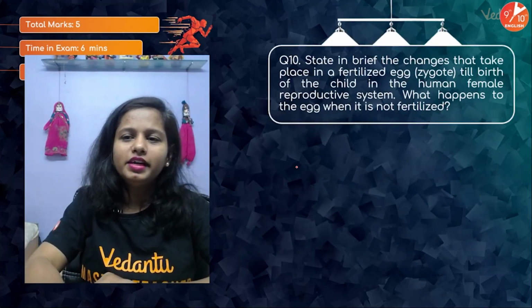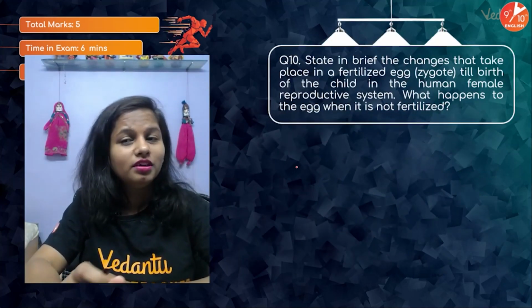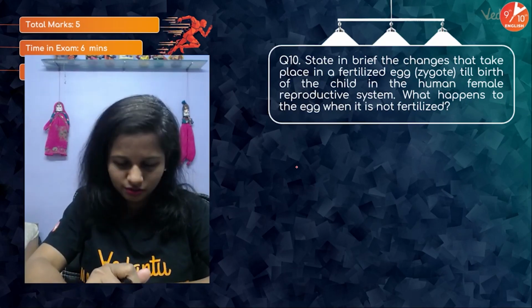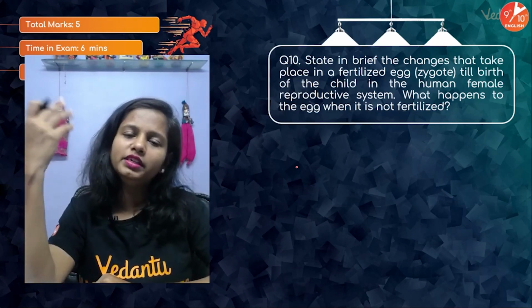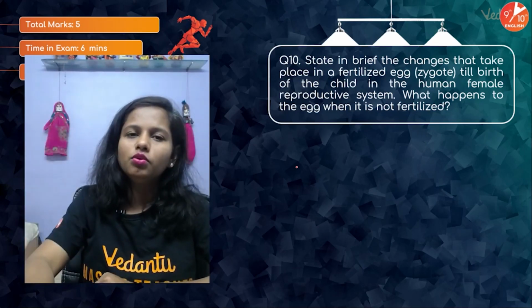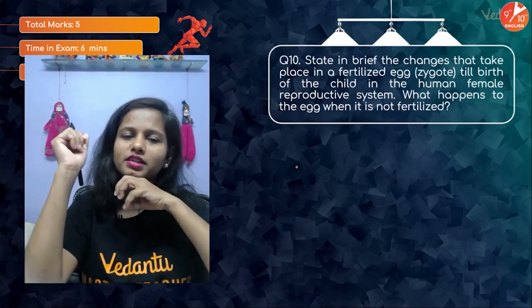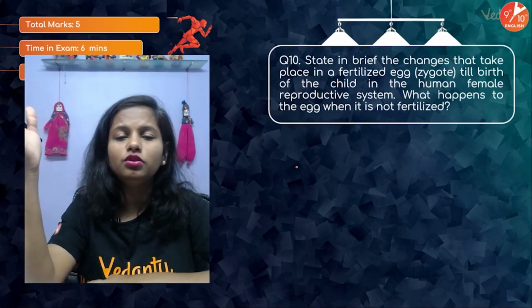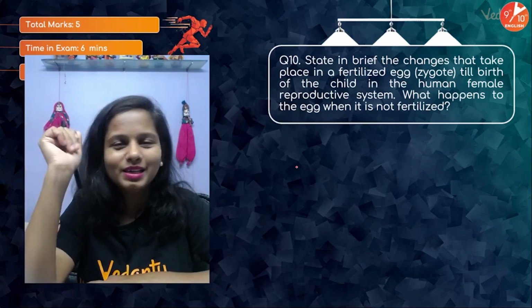Now state and briefly explain the changes that take place in a fertilized egg till birth of the child in the human female reproductive system. So once the zygote is formed, it divides and redivides and becomes a ball of cells, which we call an embryo, which gets embedded into the wall of the uterus, which we call implantation.